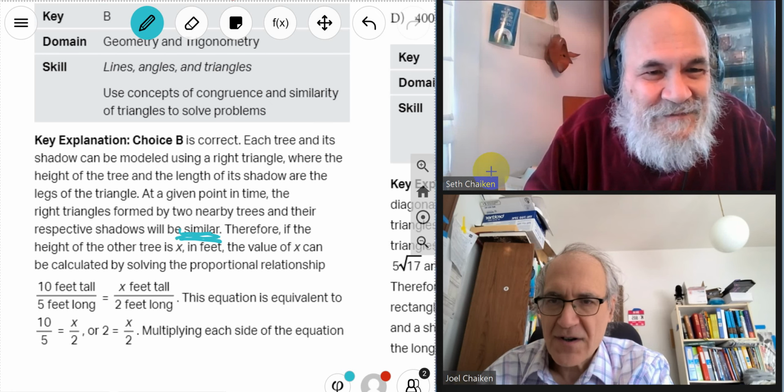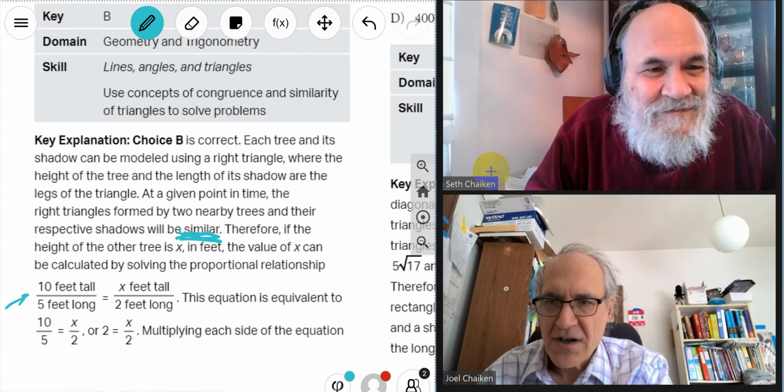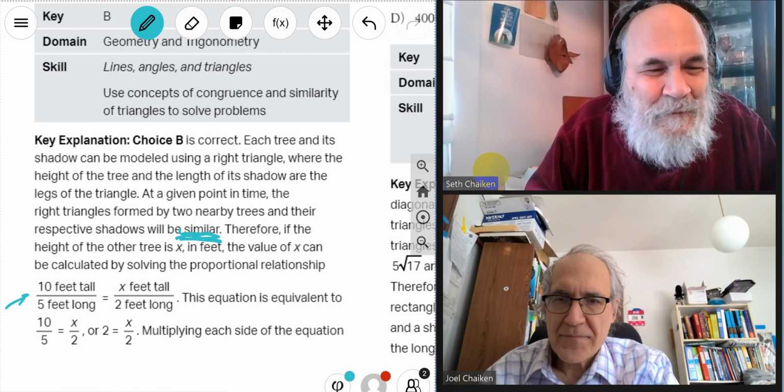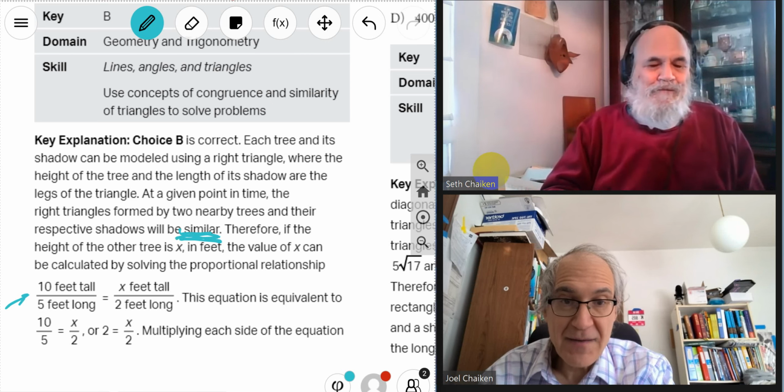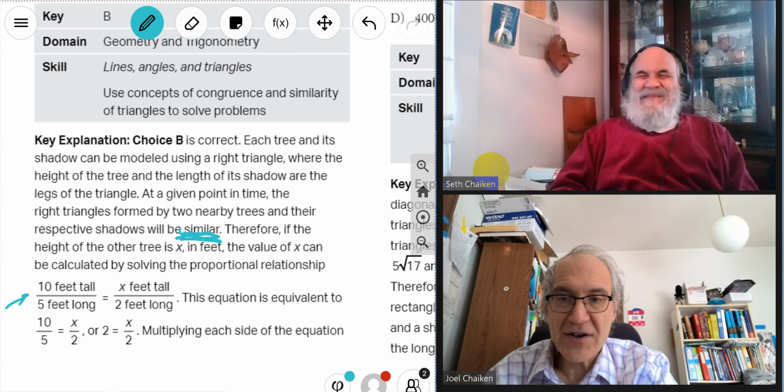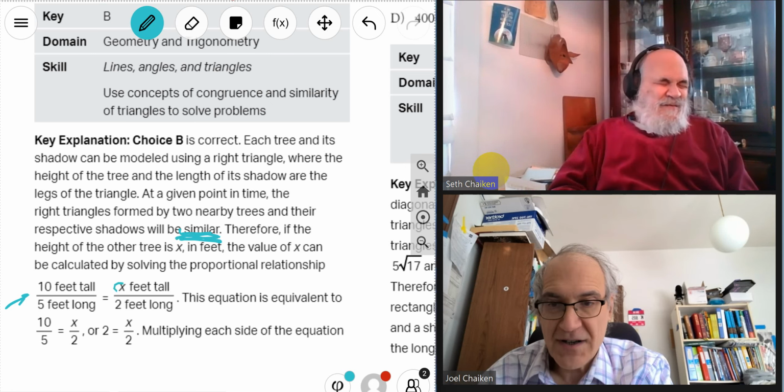Therefore, the height. Therefore, they make the proportion. Oh yeah, they do it the way I do it. 10 over 5 is x over 2. Notice they put the x on the numerator, so it's a little bit easier. When I did it, I put the x in the denominator, so I had one extra step. But they were smart enough to put the x in the numerator.